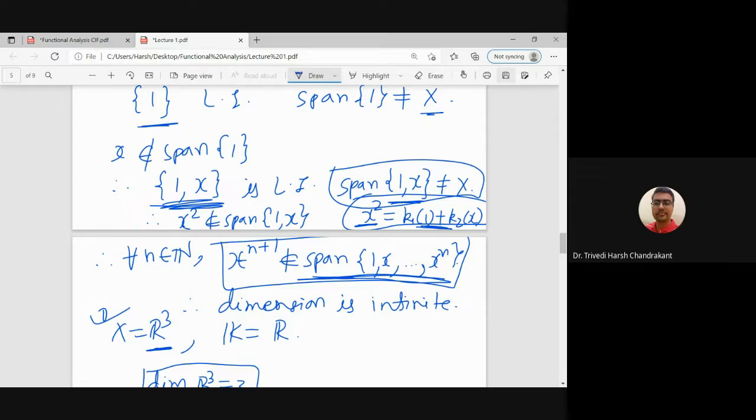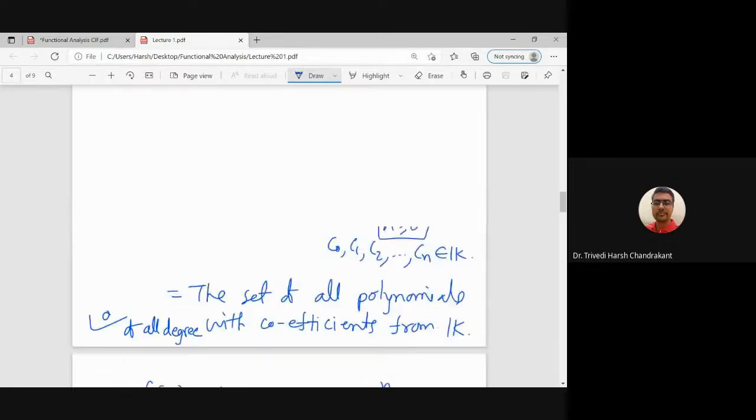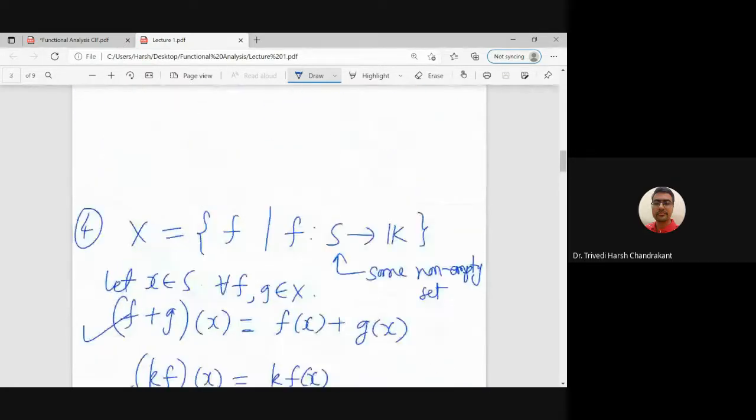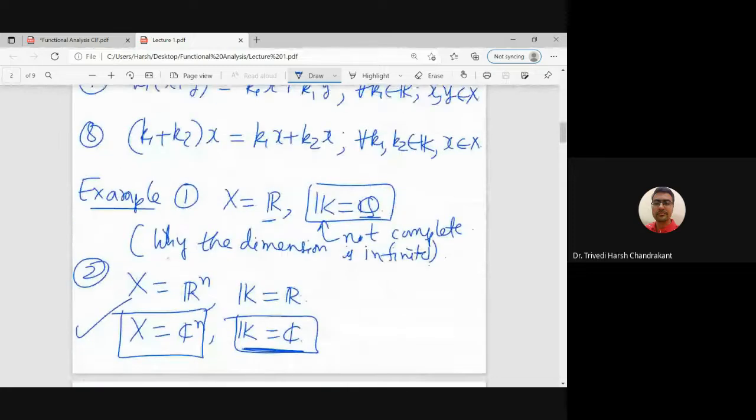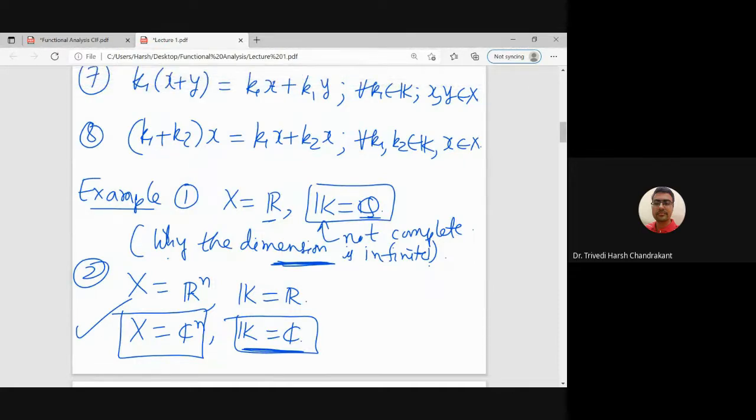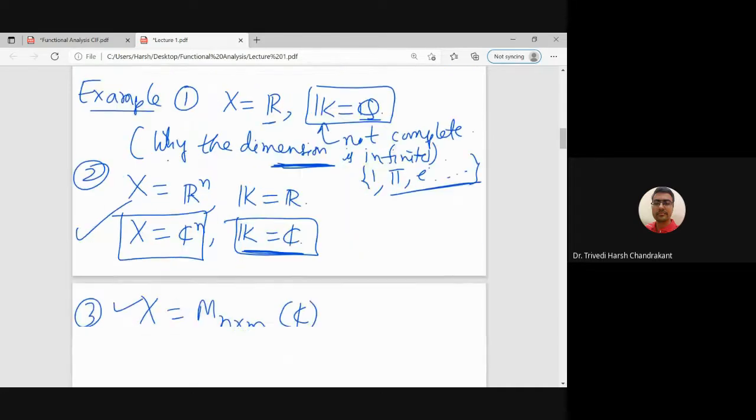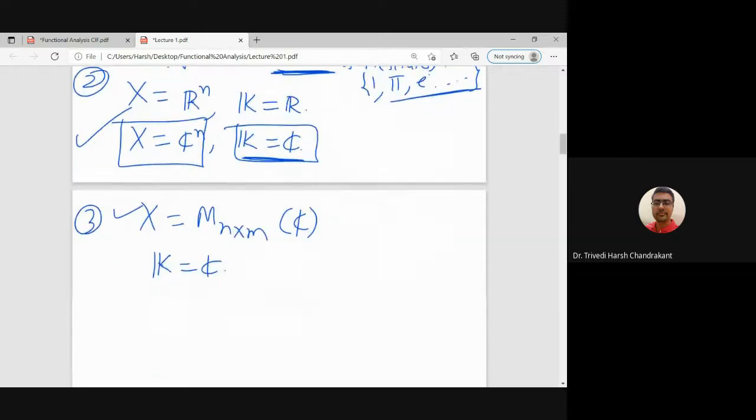Right? So the same thing we can do in this example of Q over R. We can add one by one the irrational numbers. We can start with 1 and then pi, e, and so on. So there are infinitely many irrational numbers. So therefore the dimension is infinite.